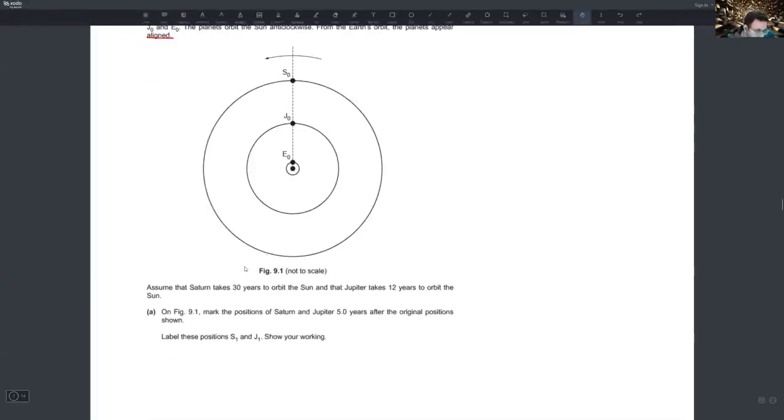Assume that Saturn takes 30 years to orbit. Jupiter takes 12 years to orbit. Obviously, Earth takes 1 year to orbit. On figure 9.1, mark the positions of Saturn and Jupiter 5 years after the original positions are shown. Label these S1 and J1 and show your working. Let's do part A. Right now, the duration is what?